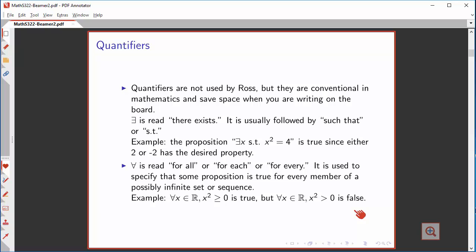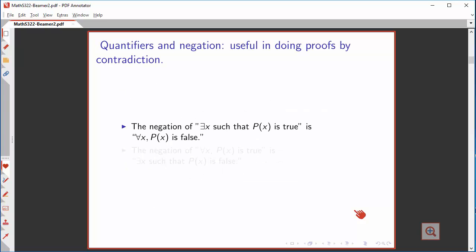Change it slightly to, for all x in the real numbers, x squared is greater than 0. Now that's a false statement. It's true for all positive numbers, it's true for all negative numbers, but it's not true for 0. One counterexample is enough to kill it. Which brings us to the next idea, how to negate these quantifiers.